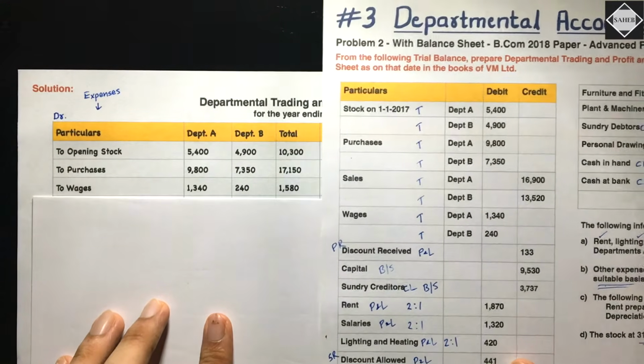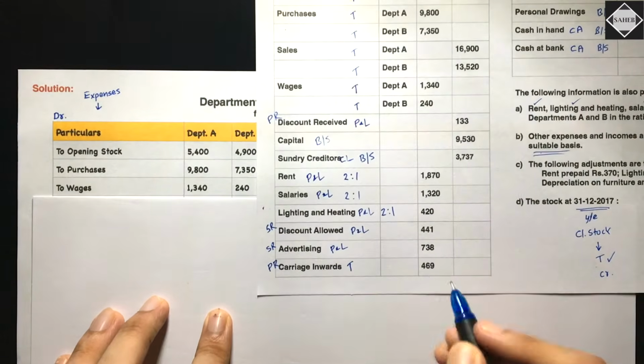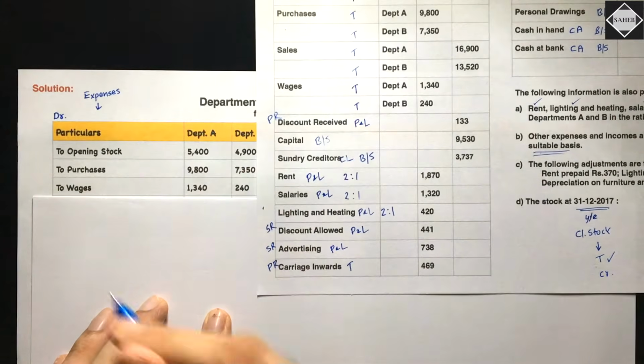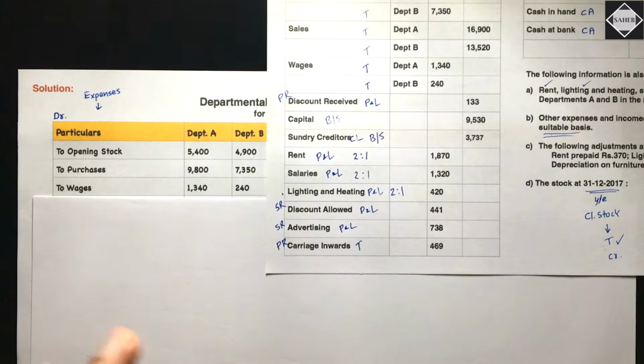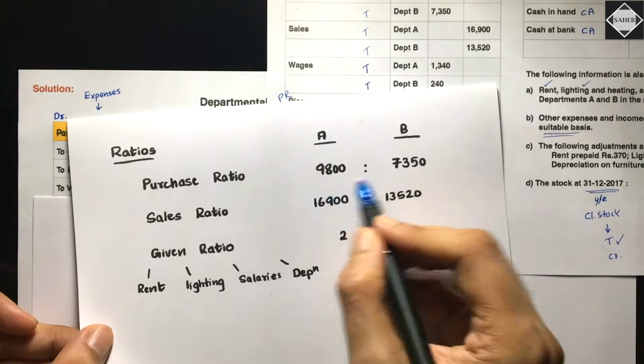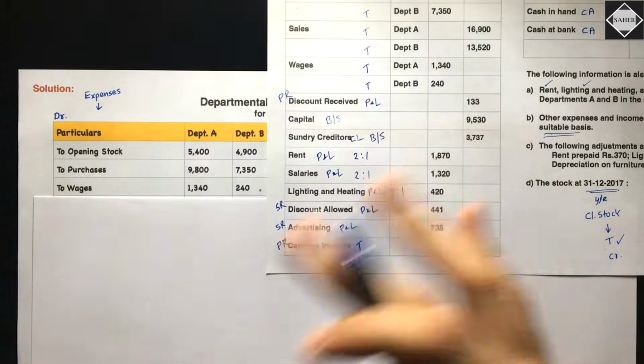Then what? You also have carriage inward. See here, carriage inward 469. It's an item of trading account, isn't it? So now we have to apportion this. You all know we apportion it on the basis of purchase ratio. What is our purchase ratio? 9,800 is to 7,350, isn't it?